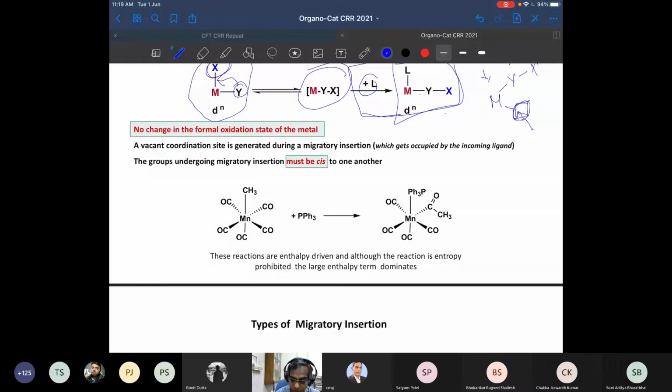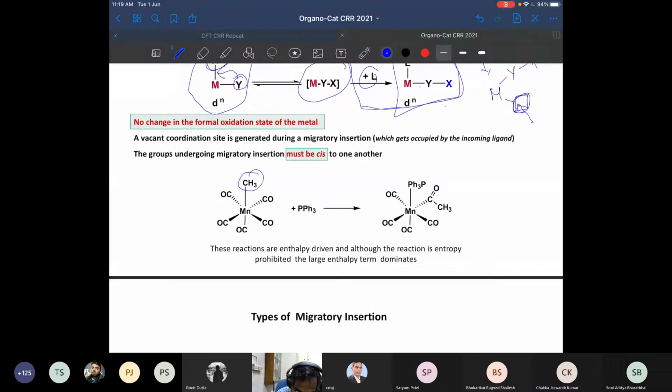One thing is that for the migratory insertion to take place, these two groups should be in a cis position. Say, for example, look at the bottom one, what I have shown here. The methyl and the carbonyl both are in the cis position. As a result, I get a product here, that is a migratorily inserted acyl group. Now I have the product. The condition for migratory insertion is that the two ligands should be, preferably, there are exceptions, in the cis position.